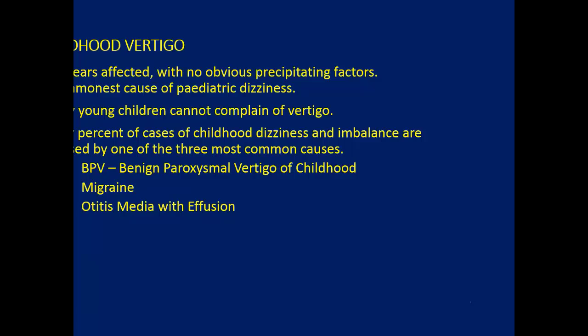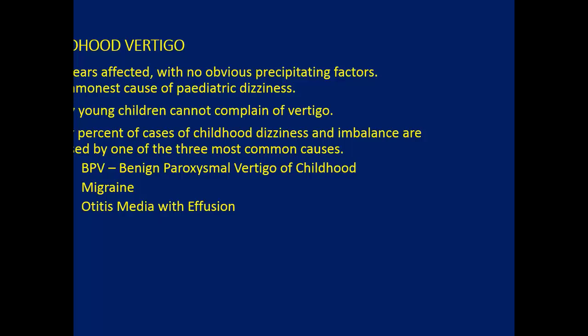They can get vertigo, but they cannot express or say that they have vertigo. 50% of the cases are caused by one of these three: benign paroxysmal vertigo, not benign paroxysmal positional vertigo, just benign paroxysmal vertigo, migraine, and otitis media with effusion. These are the three common causes. Benign paroxysmal vertigo of childhood is a precursor of migraine. So the first and second are both migraine.